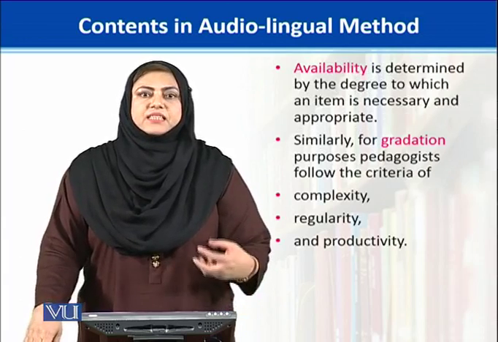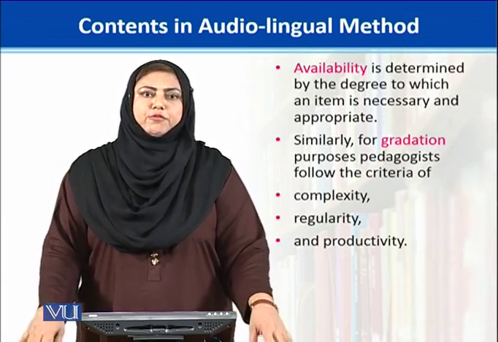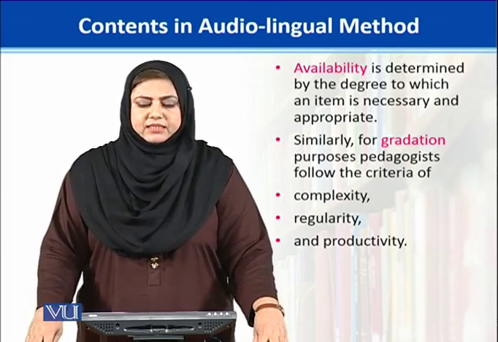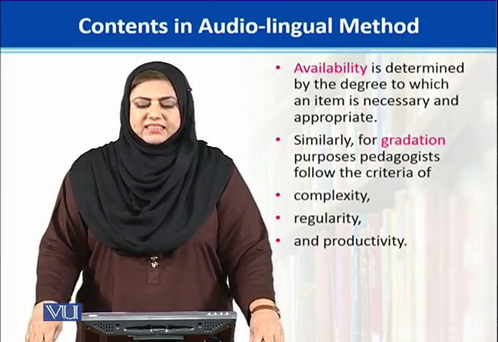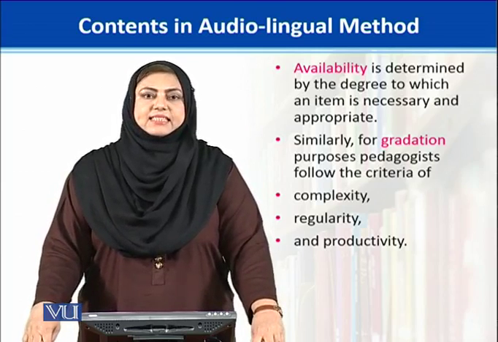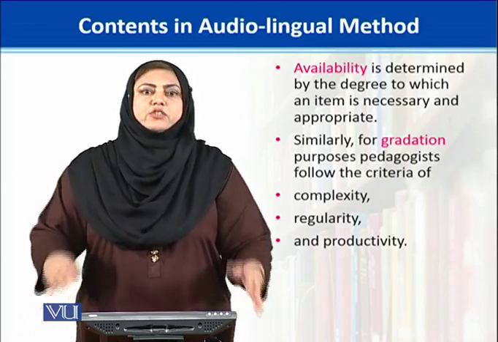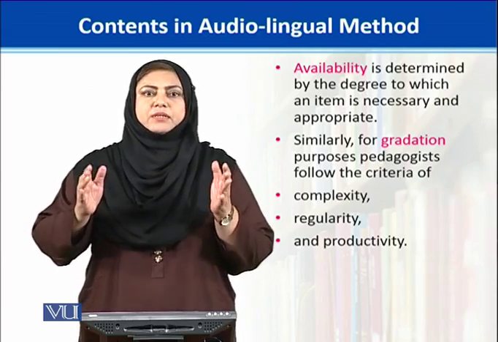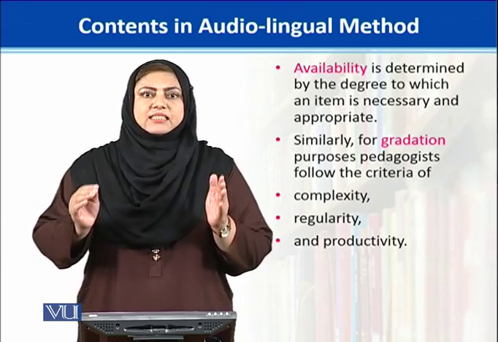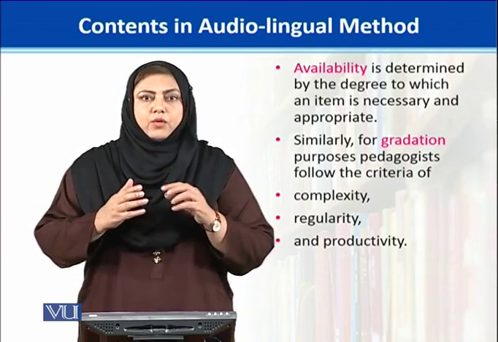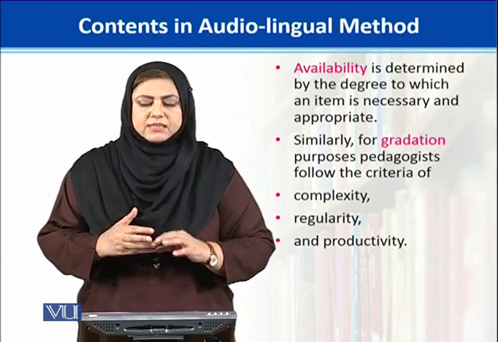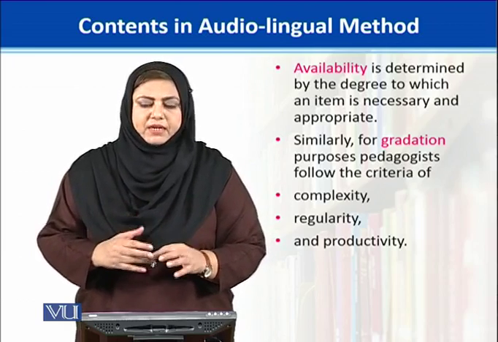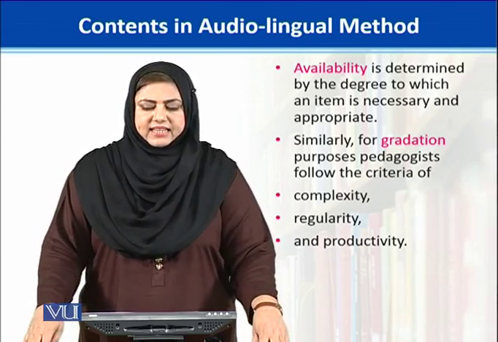There are certain aspects that are to be taken care of when this grading is done. One of the important aspects is availability. Availability is determined by the degree to which an item is necessary and appropriate. So in a particular cultural context or social context or classroom context, considering the needs of the students, which particular item is more important, more necessary, and more appropriate? The teacher has to decide that.